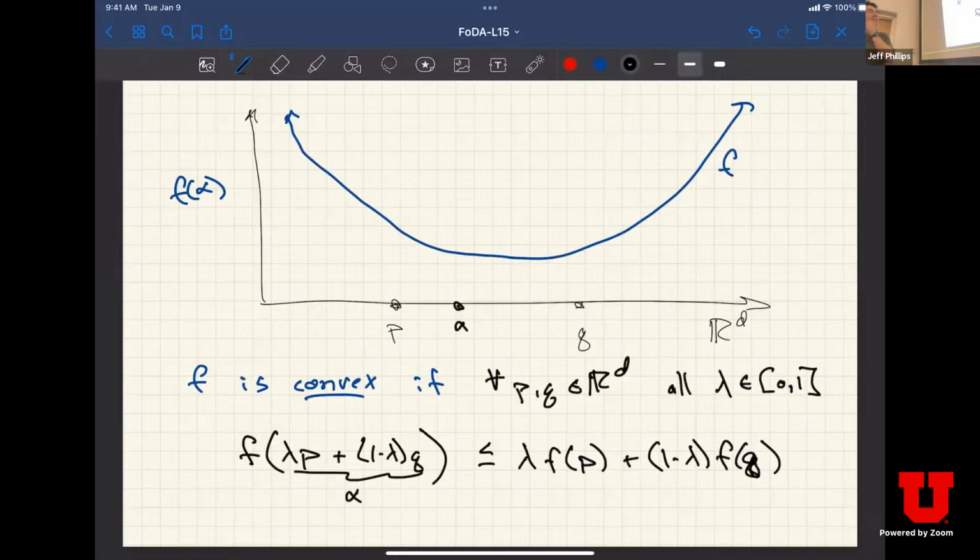Okay, so now I've taken this lambda and 1 minus lambda, and I put these outside the function. So what is happening here? Now I want to think about these points. This is a point P, f of P, and this is in R^(d+1). I have another point here, Q, f of Q, also in d+1 dimensions.